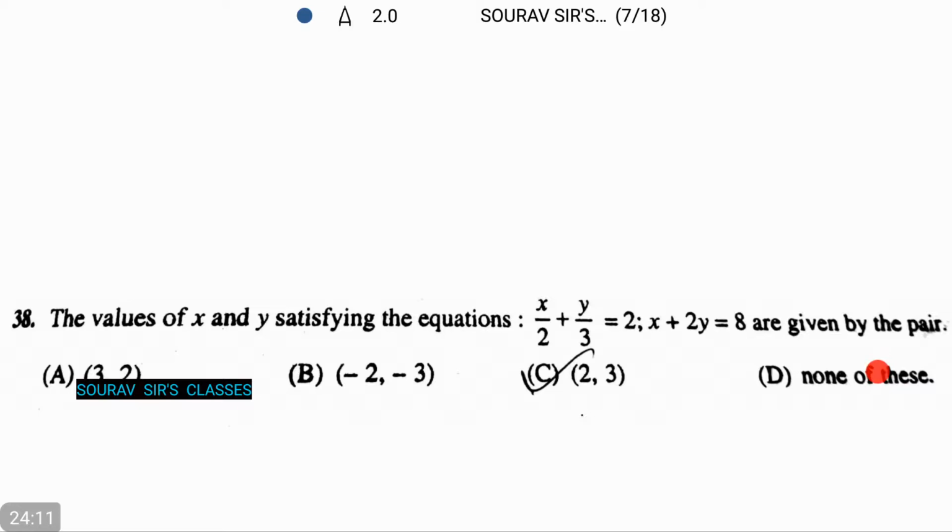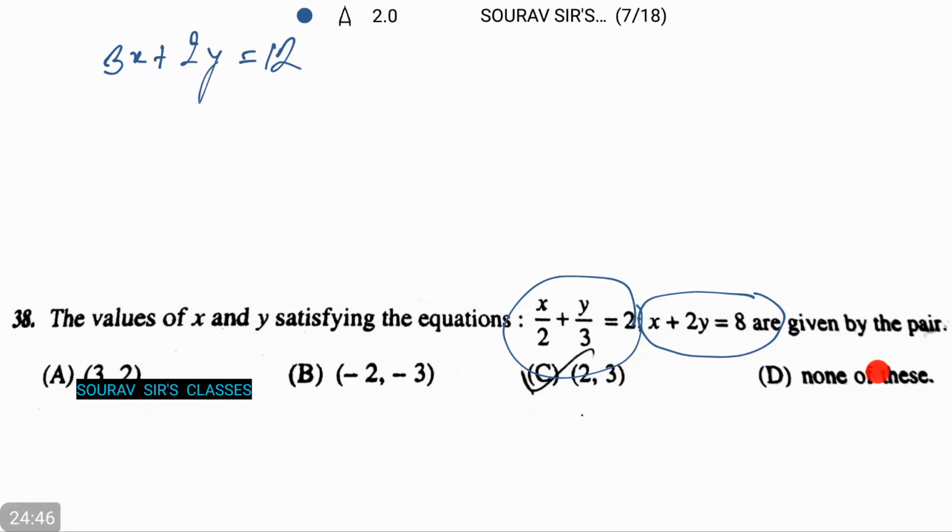The values of x and y satisfying the equations x/2 + y/3 = 2 and x + 2y = 8. These are your two equations. So what do we have? The equations can be written as, just simplify this a bit, 3x + 2y = 12. And this is equation number 1.